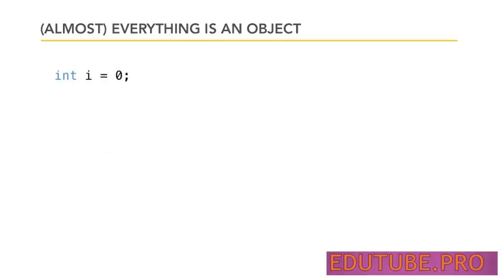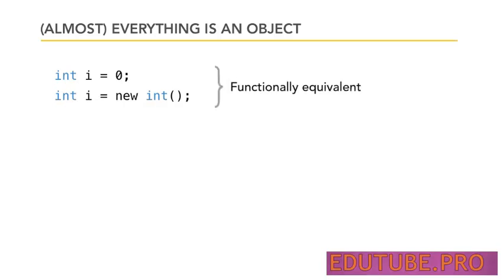If I were to declare a variable int i = 0, I could do the same thing by saying int i = new int. Other languages don't let you do this because they don't understand it, but in C# and .NET, because pretty much everything is an object, you can do this. These are functionally equivalent to each other. Declaring the variable as an integer and initializing it to 0, and saying new, is pretty much the same thing.